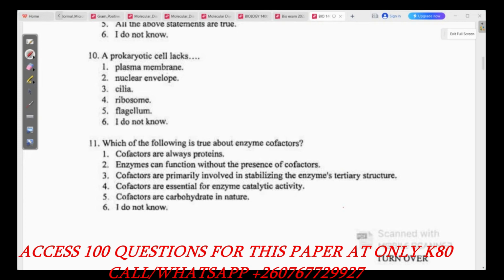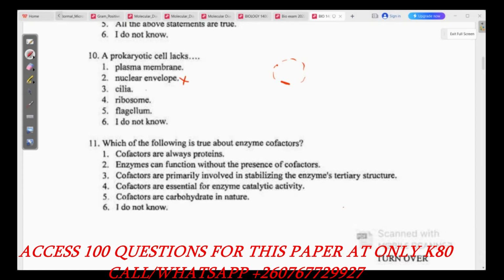Question 10. A prokaryotic cell lacks. So we have discussed much more about prokaryotic cells. So by now we should be finding it very easy to answer this question. A prokaryotic cell lacks plasma membrane? We say all living organisms have plasma membrane. Nuclear envelope? So this is true. Prokaryotic cells do not have nuclear envelope. Why? It's because the nuclear envelope is a structure which surrounds the nucleus. So since we say that prokaryotic cells lack a nucleus, meaning that they don't have a nuclear envelope. Okay? So they don't have nuclear envelope.